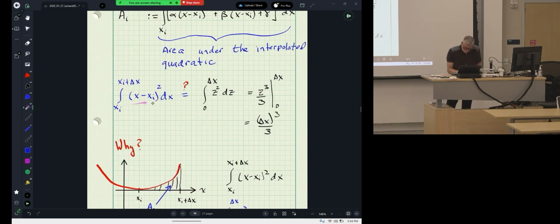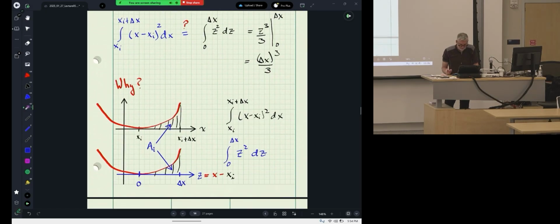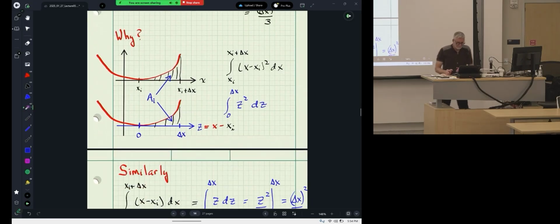Because as soon as you do more algebra here, you're going to make a mistake. But if you can replace this with z and get simple limits, and then you get z cubed over 3, it's much nicer. Why does that work?